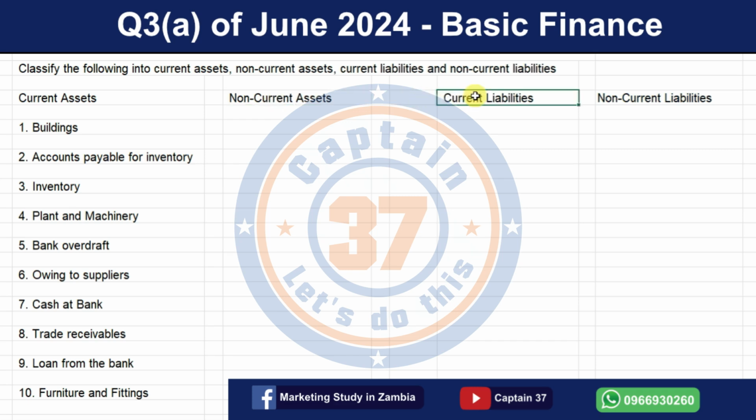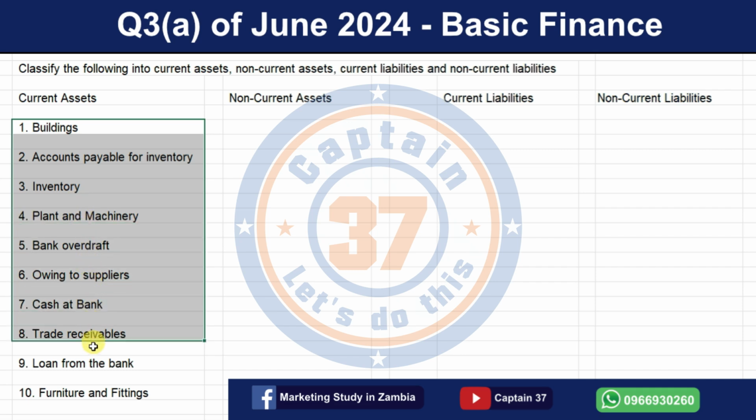A current liability is an obligation that a business has to settle within a year. And non-current liabilities are obligations that a business has but can settle over a year. The definitions I just gave are going to help us to know where to place each one of these.